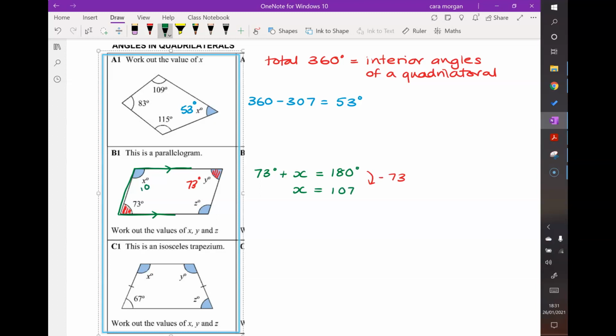When I look at my diagram, I'm looking for an obtuse angle for X. Z is going to be the same because it's opposite, and that looks about right to me. To double check, I could add up all four angles just to make sure they come to 360 degrees.